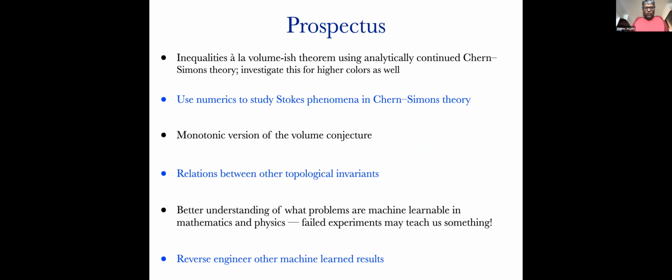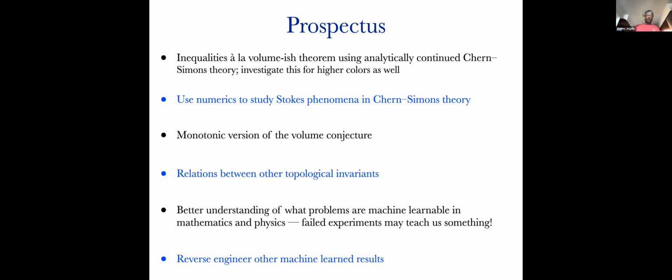So, prospects for future work. We'd like to investigate various inequalities that arise in characterizing the volume in terms of the Jones polynomial and its coefficients. We'd like to use numerics, perhaps, to study the Stokes phenomena in Chern-Simons theory. We'd like to establish some monotonic version of the volume conjecture by playing with perhaps Jones polynomials at higher colors and analyzing them using similar methods.